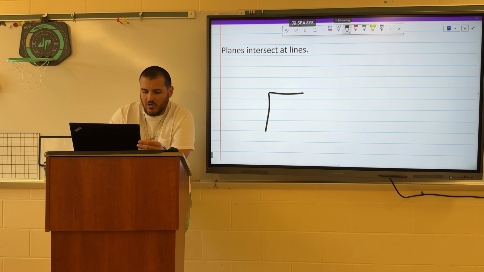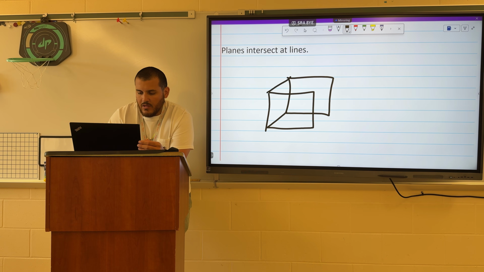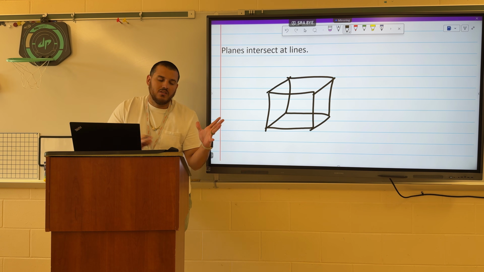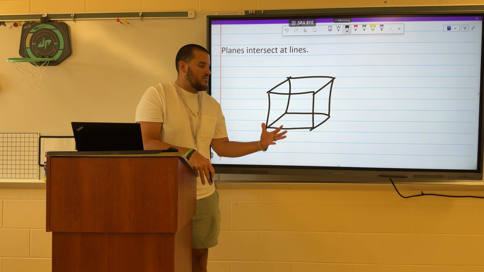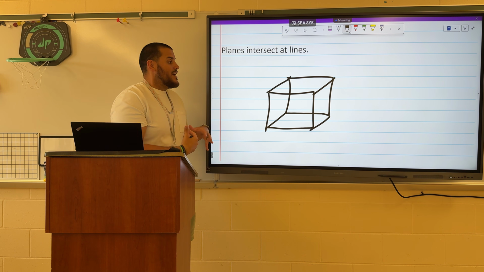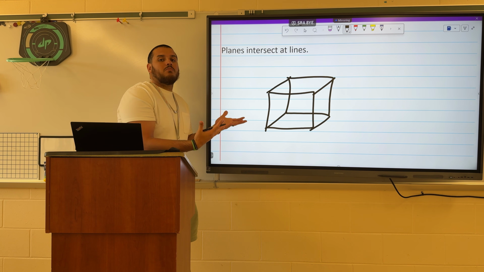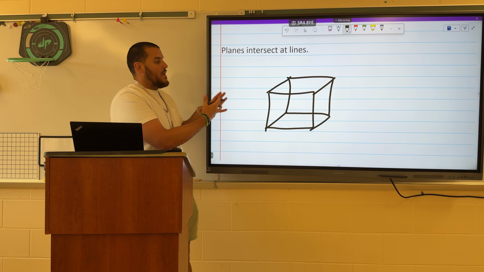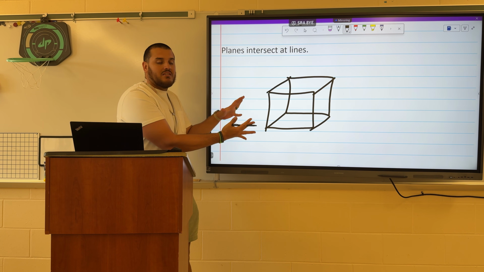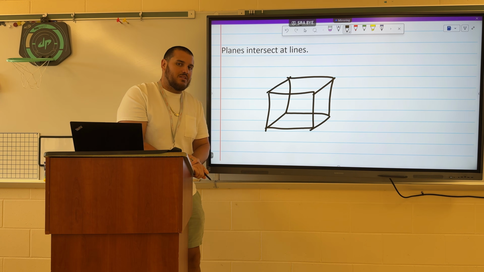For example, I'm going to draw a cube right here for you guys. The intersections of all the planes here are segments, no arrows at all. They're just bound by endpoints. This is a preview of how our three-dimensional shapes are made in geometry. They're made by planes. A bunch of planes intersecting each other create our three-dimensional shapes.